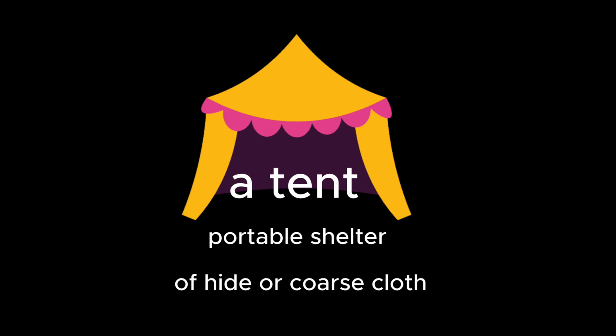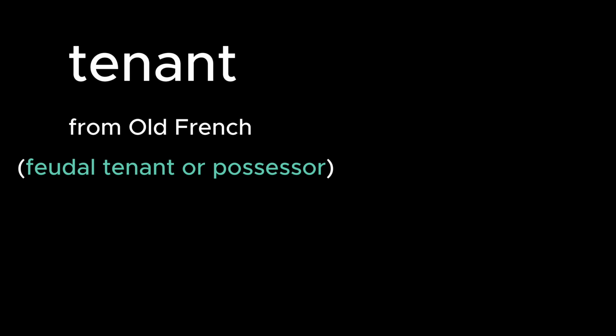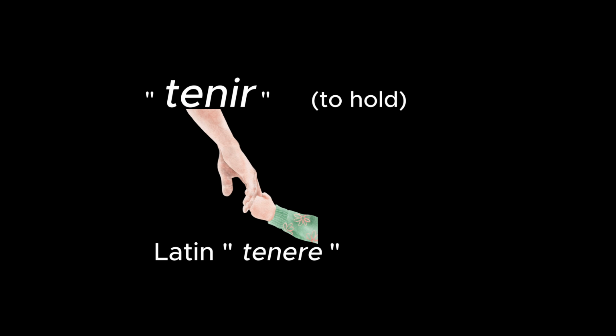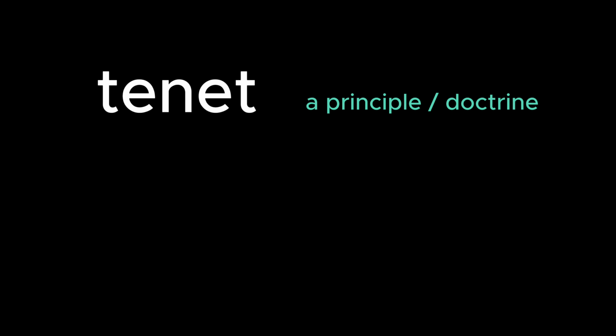A tent is a portable shelter of hide or coarse cloth stretched over poles, from Old French tanta, or hanging tapestry, from medieval Latin tenta, etymologically, something stretched out. Latin tentus, or stretched, would be a substantive, its variant being a participle of tendere. Tenant comes from Old French, to signify a feudal tenant or possessor, though in contemporary French it's a locataire. It's the substantive noun of the present participle of tenir, to hold, from Latin tenere, hold, keep or grasp, related to tenet. By the way, the word tennis may come from a French exclamation, tenez. Excuse my French. The equivalent in French of tenet is a principle or doctrine.